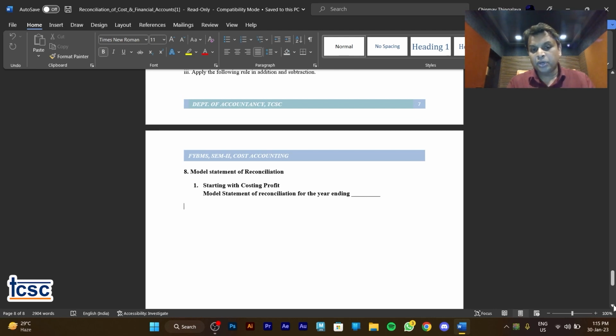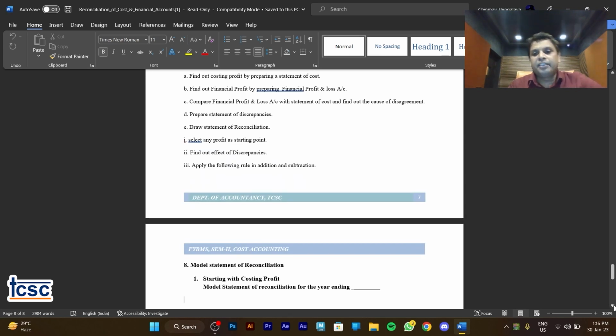For example, you are going to start with costing profit and at the end of the problem, you'll get the profit of the finance book. And suppose if in the question the finance book is given, then you can find out the profit of the cost book. So the rule is very simple. One book's profit will be given, and the other book's profit is what you are supposed to find out. If in the question cost book profit is given, then in the answer we are supposed to find out finance book profit. Or if in the question finance book profit is given, then we are supposed to find out cost book profit. I hope things are very much clear with you all.